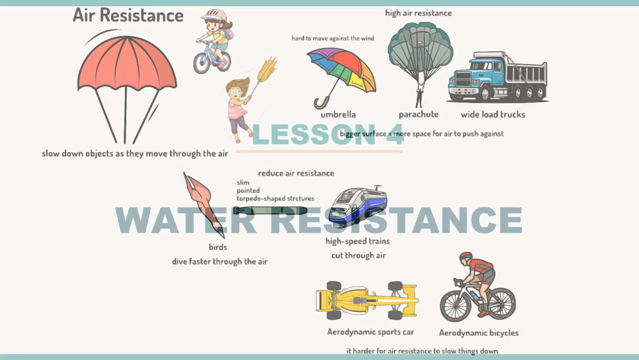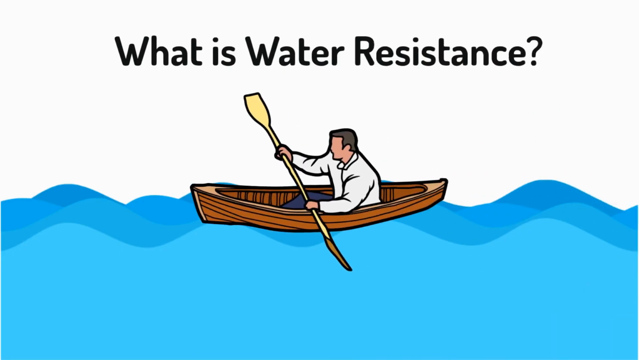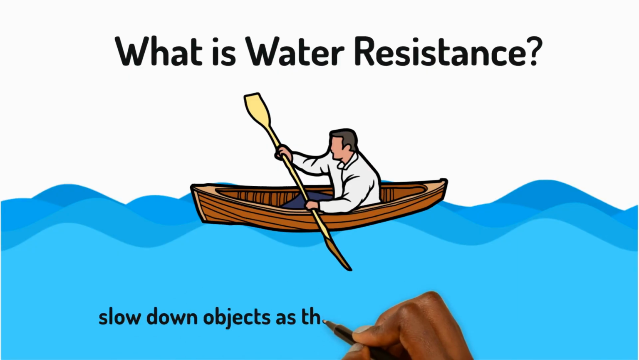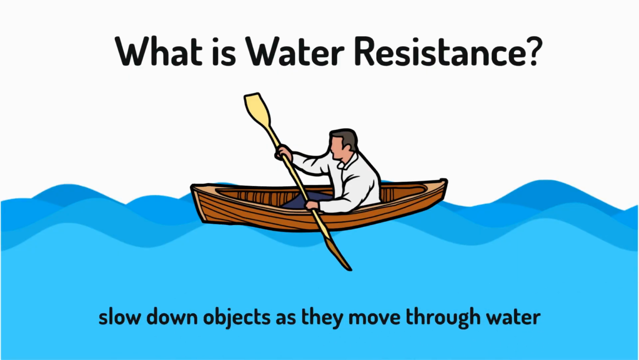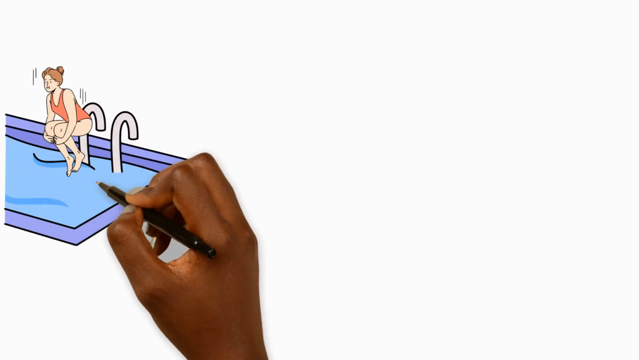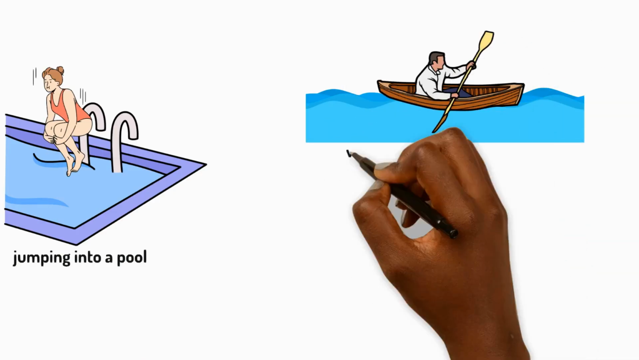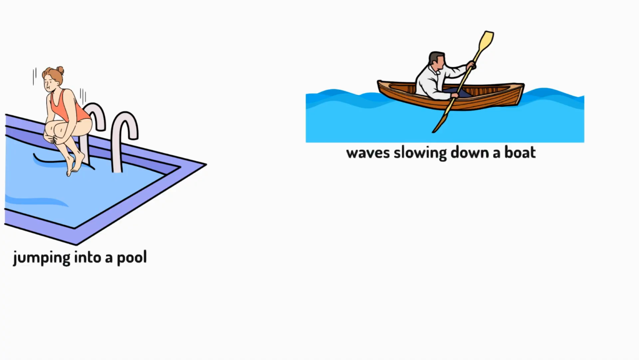What is water resistance? Water resistance is a type of friction that tries to slow down objects as they move through water. Some everyday examples of water resistance are feeling resistance when first jumping into a pool, or waves slowing down a boat. When water resistance is high, objects slow down a lot.